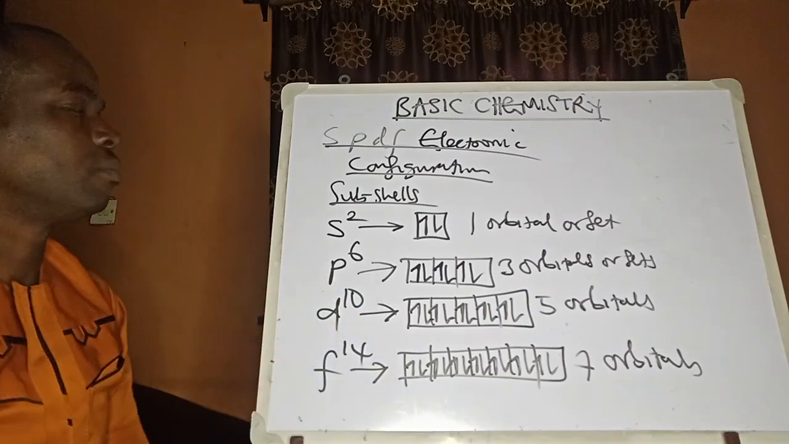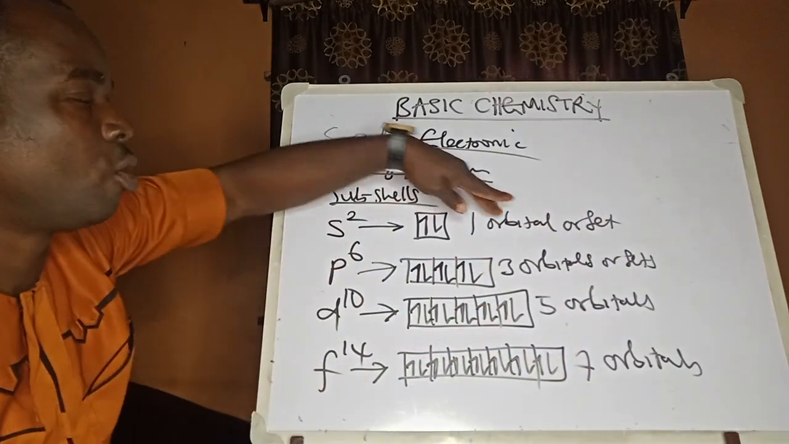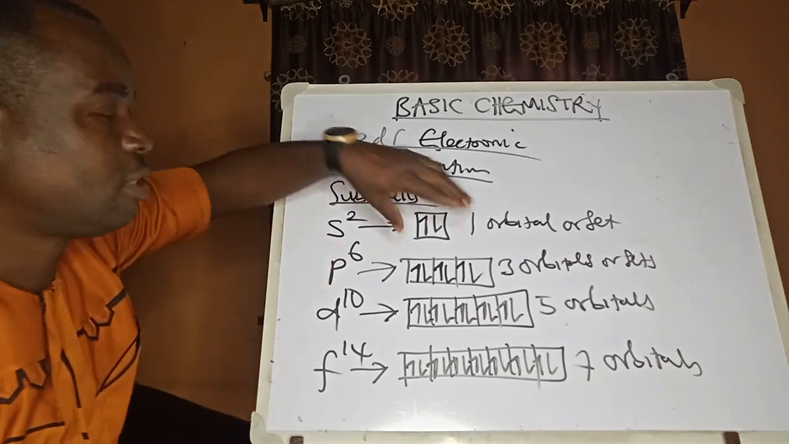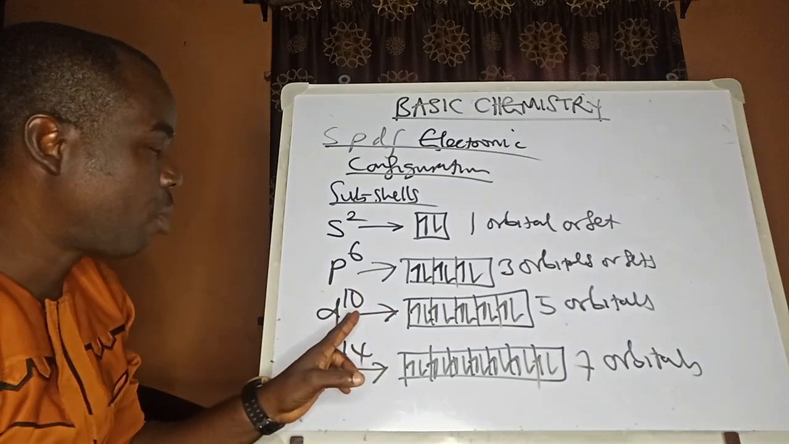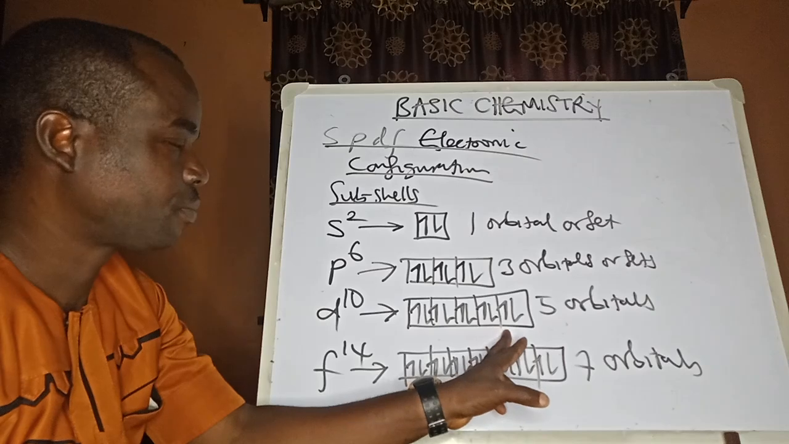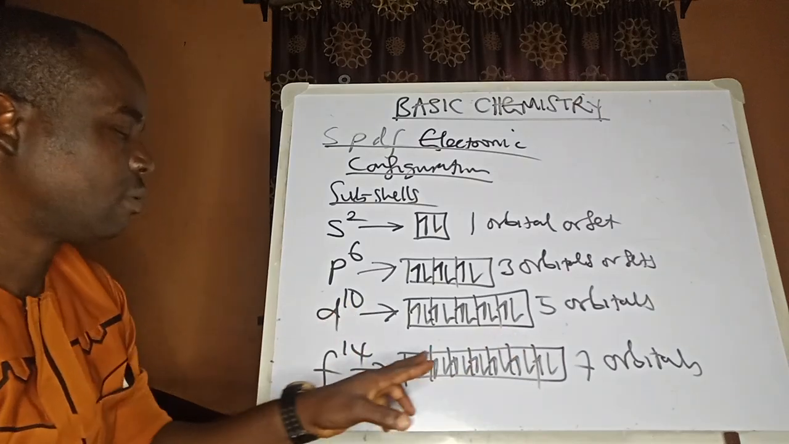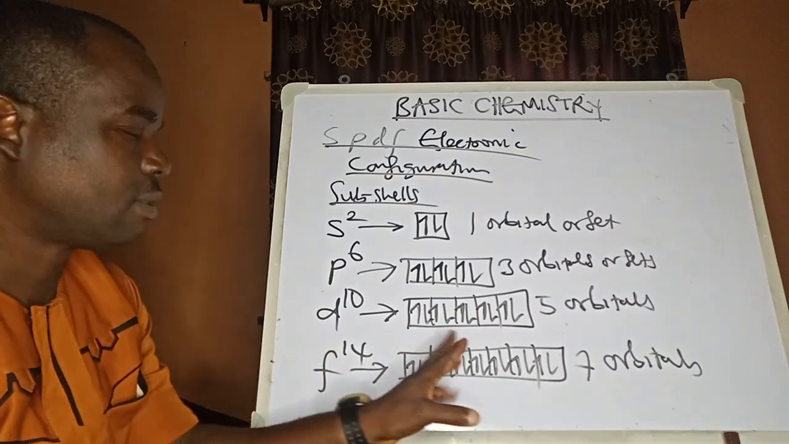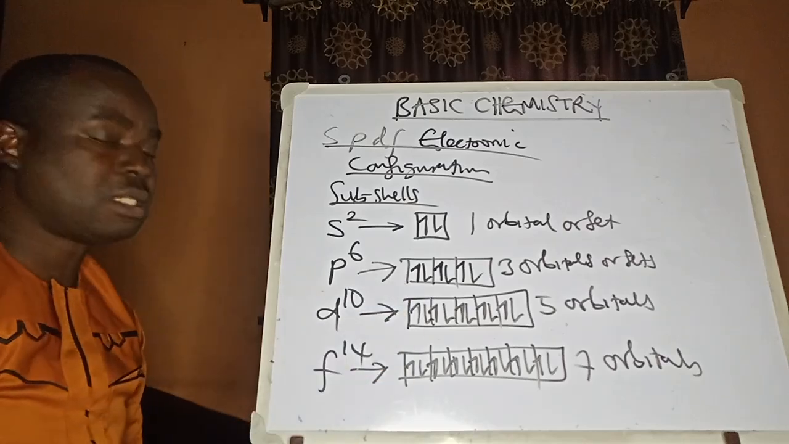Now, to summarize this part, you can see that the S subshell has 1 orbital and 2 electrons. The P subshell has 3 orbitals and 6 electrons. The D subshell has 5 orbitals and 10 electrons. Then the F subshell has 7 orbitals and 14 electrons. So please take note of that.